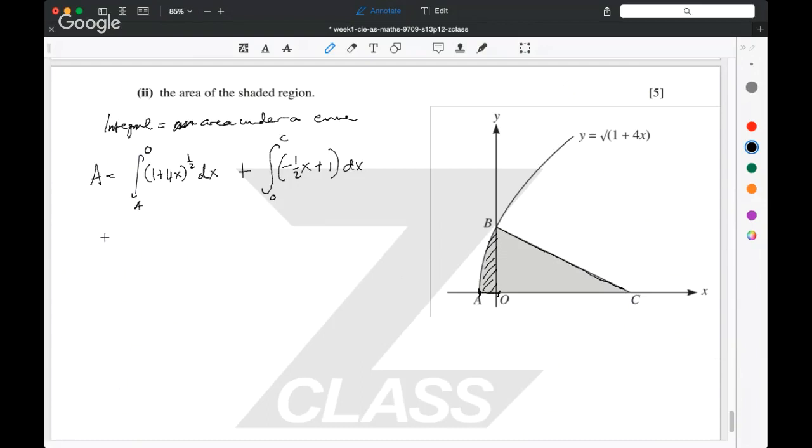Well, what's a? We need to know the x value of a. So a is just the x-intercept of this curve. So that's when y is equal to 0. Therefore, x must be equal to minus 1/4. And what about c? Well, the x value of c, because y is obviously 0, is the x value that you get when you set y to 0 for the straight line formula, and that's equal to 2.